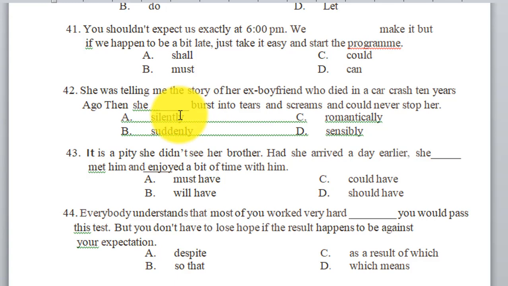Silently is the right. What silently means? I stepped silently. For example, I stepped silently in order not to disturb my friends. You know what silently means? Quietly. Not to disturb my friends. So the answer is silently.